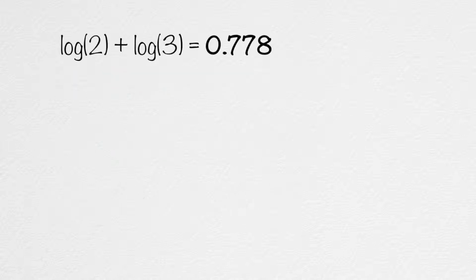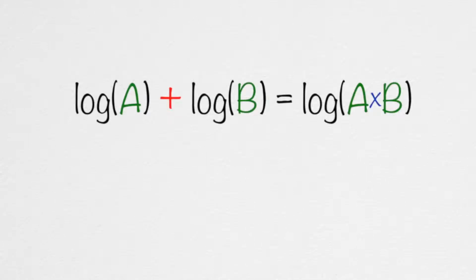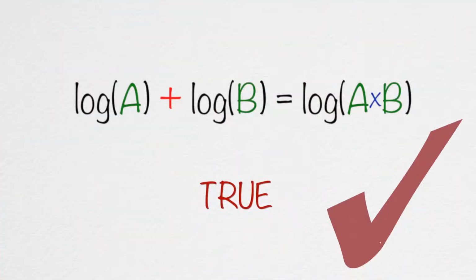Now what we want to do is take log of 2 times 3, and that's log of 6. Log of 6 is also 0.778. So we've successfully demonstrated that indeed log of a plus log of b is equal to log of a times b.